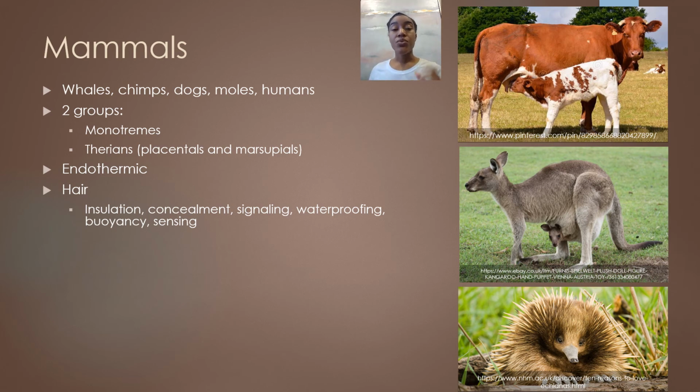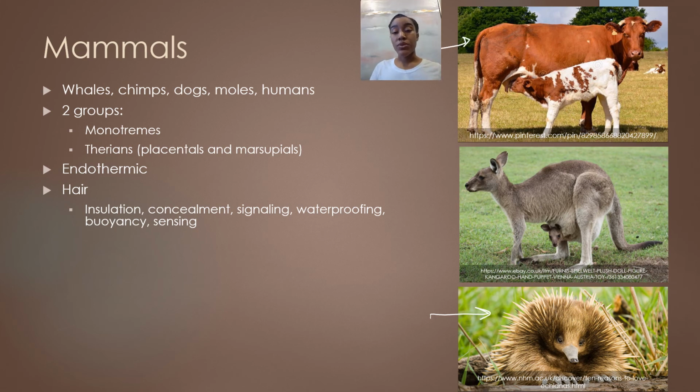But there are two groups of mammals. We have our monotremes, and these are the mammals that lay eggs. An example can be seen down here. This cute little guy is an echidna, and instead of giving birth to live young, the echidna will lay eggs, which will then hatch. And then we have our therians. The therian group consists of placentals, in which we exchange nutrients between the mother and the fetus using a placenta. And obviously, cows, humans, we are examples of placentals.